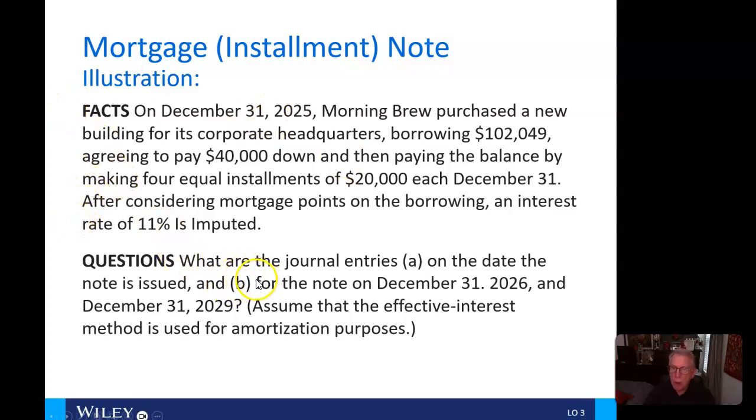So the question, what are the journal entries? Alpha, on the date the note is issued. Bravo, for the note on December 31, 2026, and December 31, 2029. And we're going to assume the effective interest method is used for amortization purposes.